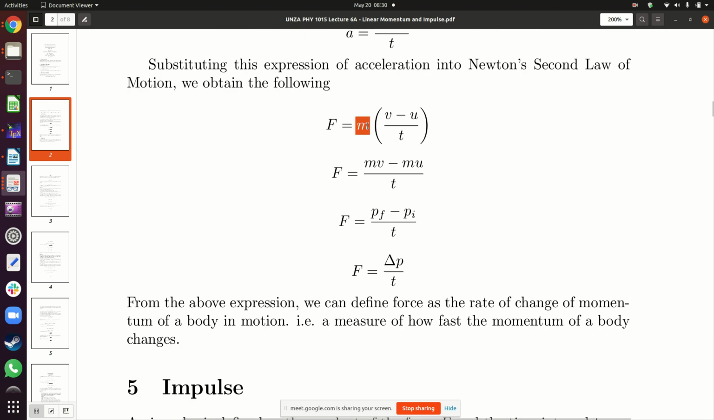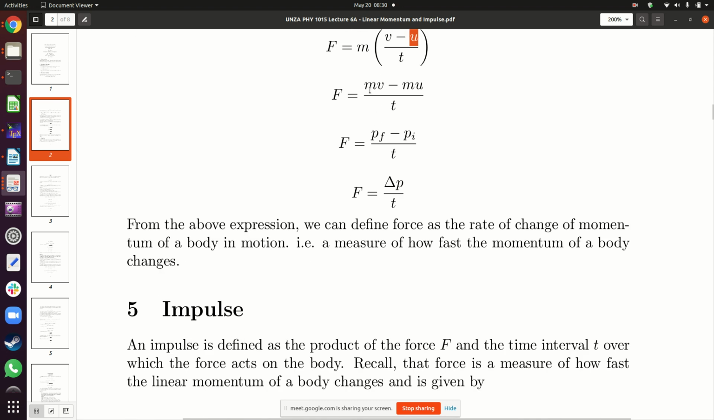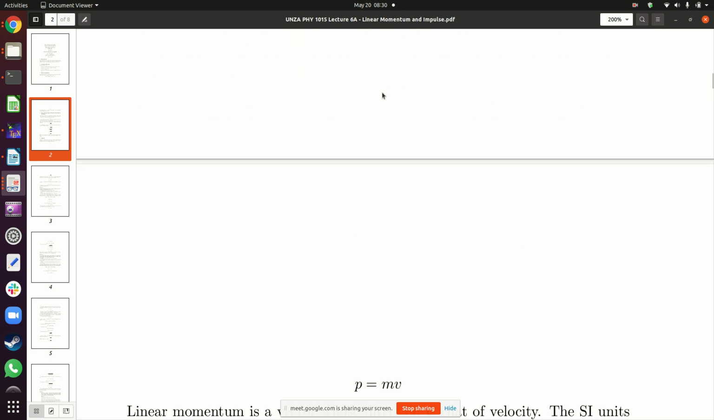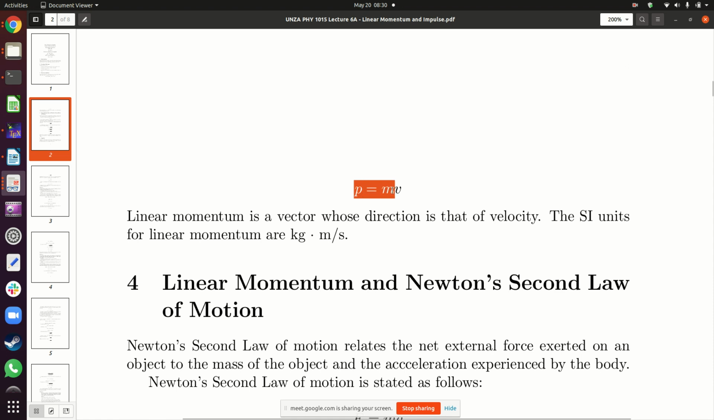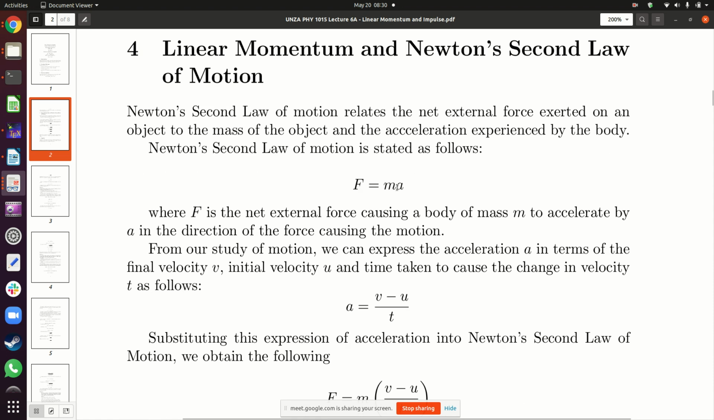So we multiply v minus u, we multiply the u times m, we end up having mv, which is the mass times the final velocity, minus mu, which is the mass times the initial velocity, and divided by the time. This bit, mass times velocity, is what we have said is momentum. This mass times velocity is what you have called linear momentum.